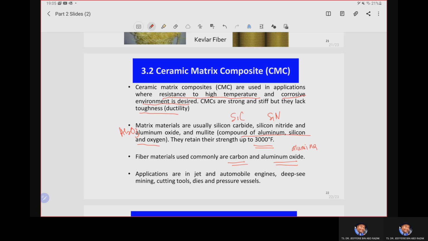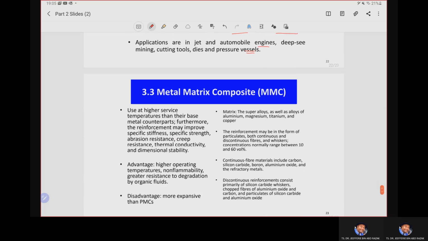Some applications of CMC are in jet and automobile engines, deep sea mining, cutting tools, and pressure vessels. So you see here all the applications which require high temperature resistance and durability toward abrasive wear and tear conditions. So CMC is the best candidate for us to use.